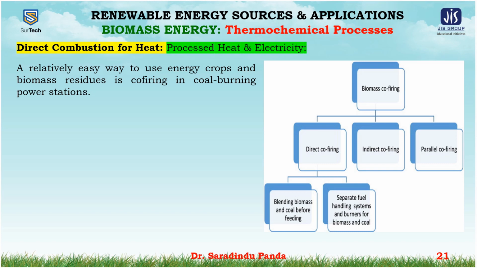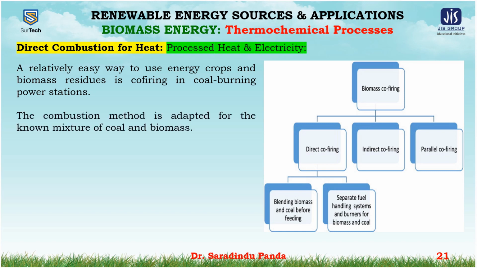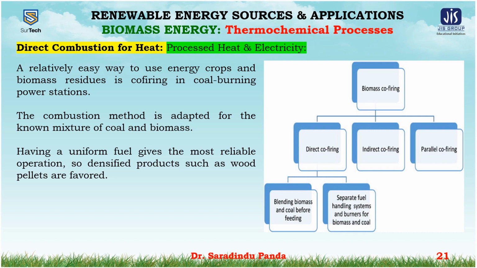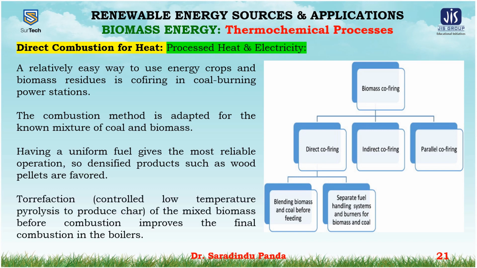A relatively easy way to use energy crops and biomass residues is co-firing in a coal burning power station. The combustion method is adapted for the known mixture of coal and biomass. Having a uniform fuel gives the most reliable operation, so densified products such as wood pellets are favored. Torrefaction, controlled low temperature pyrolysis of the mixed biomass before combustion, improves the final combustion in the boilers.